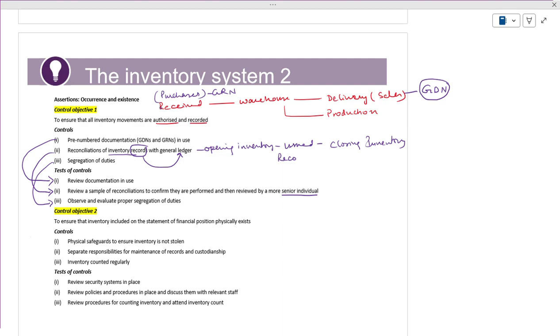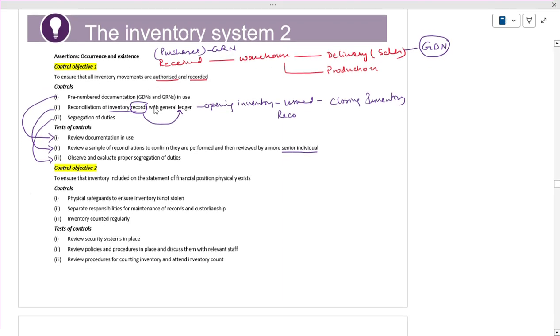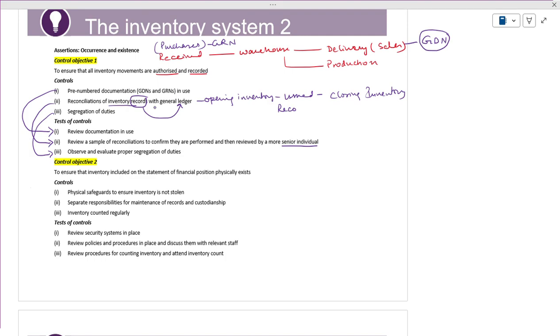Fine. Next, what is it? The second objective: ensure that the inventory included in the statement of financial position physically exists or not. Closing inventory. This is the closing inventory.